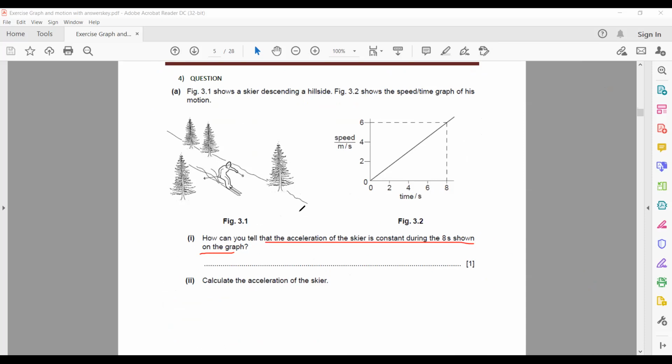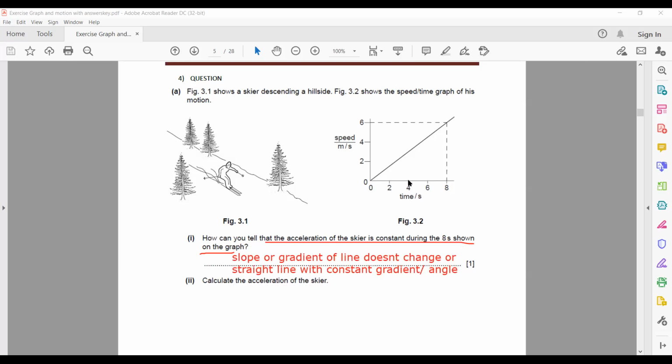There's a term which we normally use when the acceleration is constant, because the slope or the gradient of the line does not change, or we can say it is a straight line with constant gradient or slope or angle. That is why the acceleration is constant, because for a speed time graph, the gradient, the slope represents acceleration.